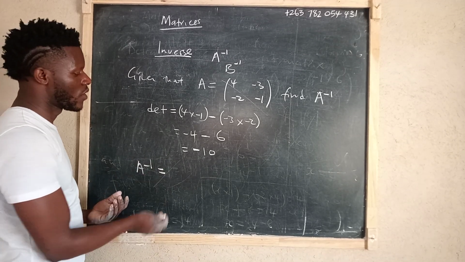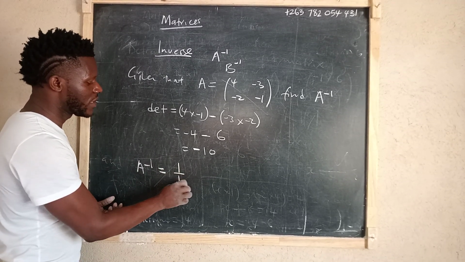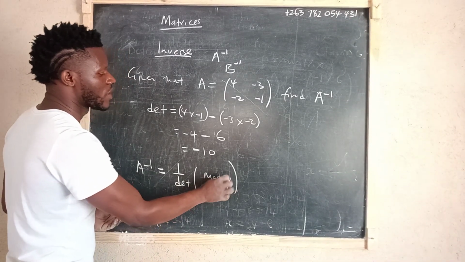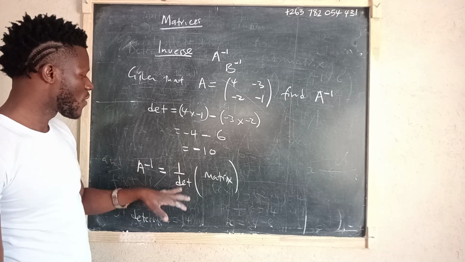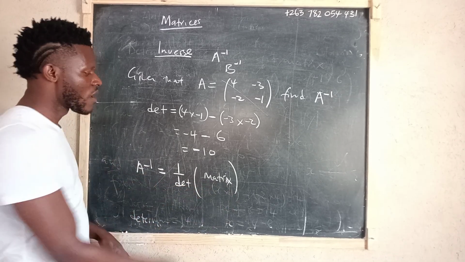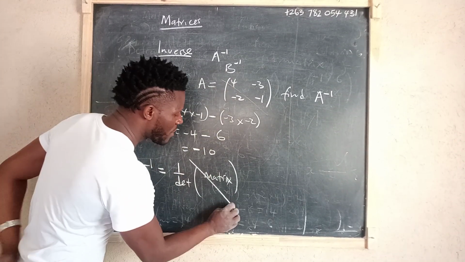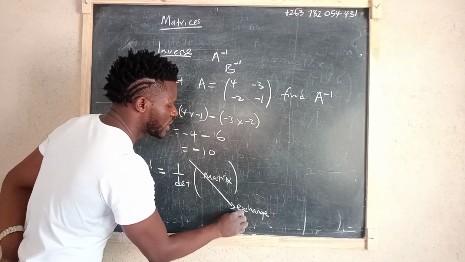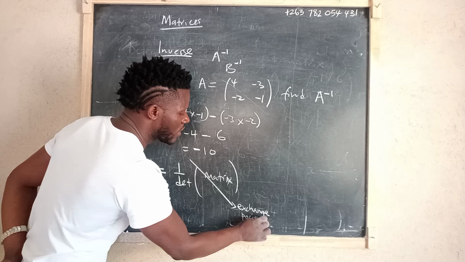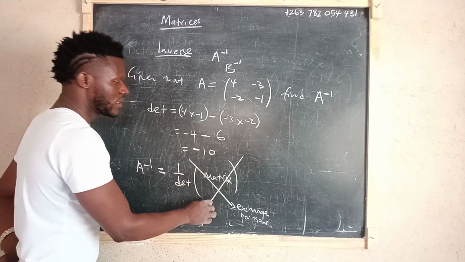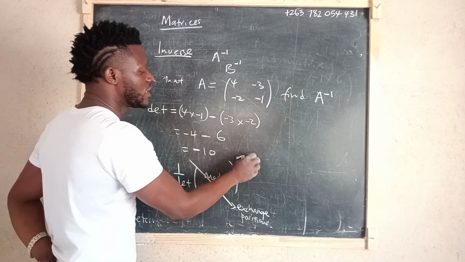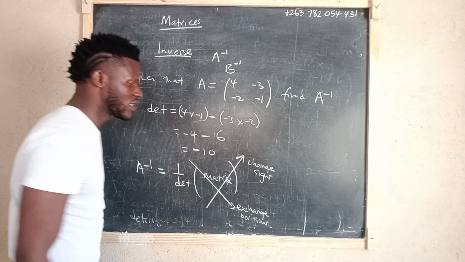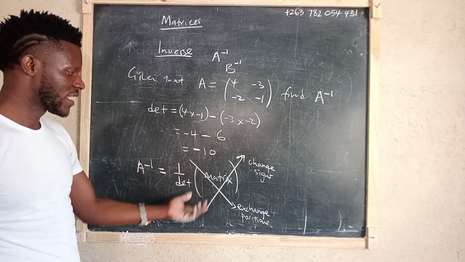Inverse equals to 1 over determinant times the matrix. That's the formula. We find determinant first, then 1 over determinant times the matrix. But in this matrix, numbers of major diagonal exchange positions. Of diagonal, numbers will not exchange, they will change signs. If it was positive, it becomes negative, and negative becomes positive.